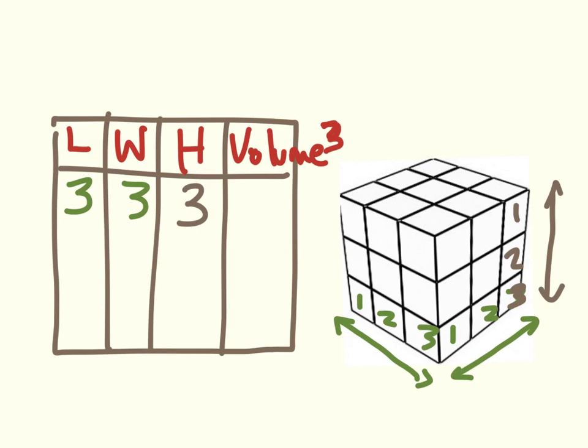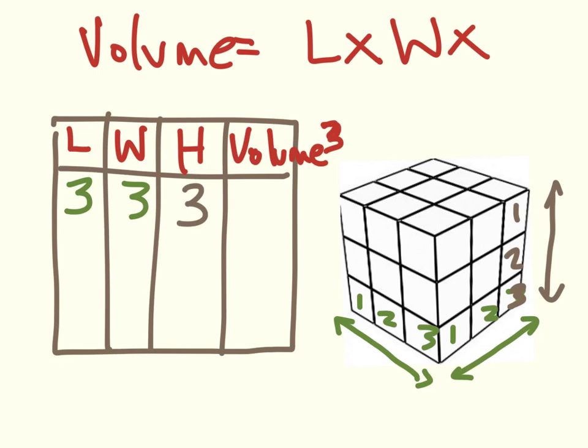And remember, to find volume, our strategy is length times width times height. So 3 times 3 times 3. Okay. 3 times 3 is 9. And 9 times 3 is 27. So the volume of this object is 27 centimeters cubed. Excellent.